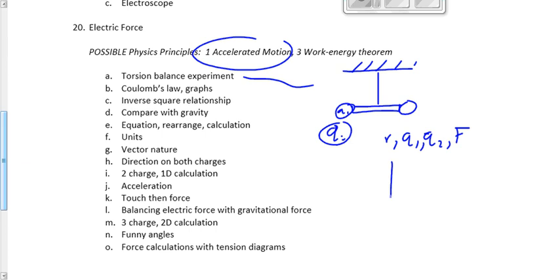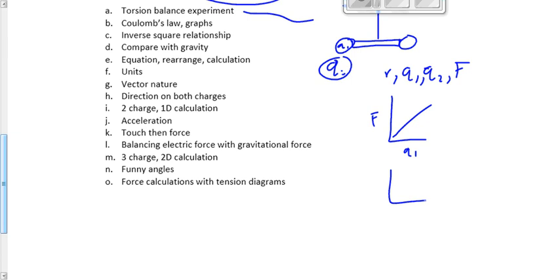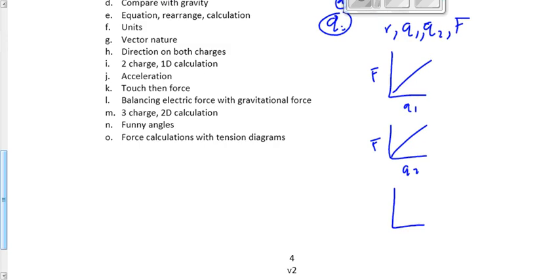First one manipulates the value of Q1, measures the corresponding force, and gets a graph that looks like this. Second one manipulates the value of Q2 against force, and gets this one. Third one manipulates the value of R and gets a graph that looks like this. So this one tells them that force is related to Q1, force is related to Q2, and force is related to, this one's kind of weird, right? You get a shape that looks like this, it's 1 over R squared.